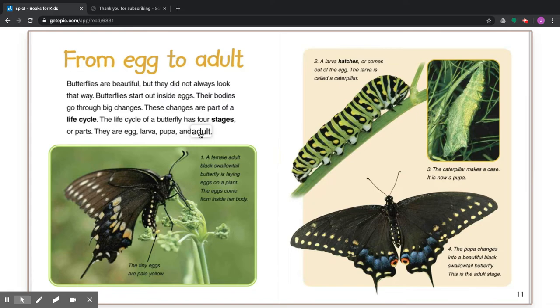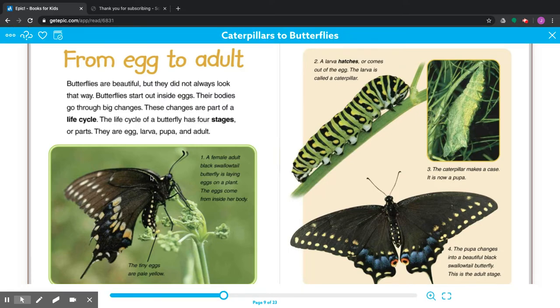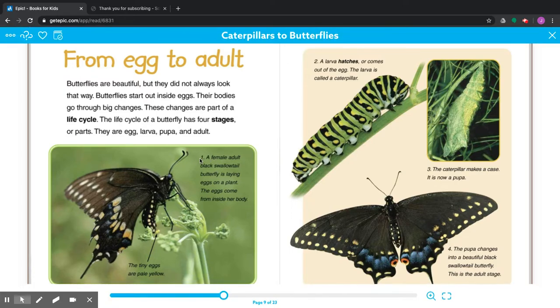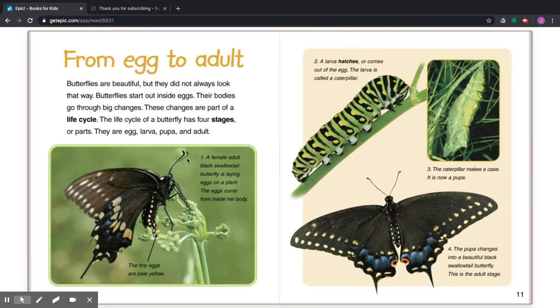Then, if we look down here, we have some photographs. So, this is a photograph of a butterfly. I wonder what kind of butterfly this is. Well, I look over here, and guess what? Here is a caption that will tell me that. So this caption says a female adult black swallowtail butterfly is laying eggs on a plant. The eggs come from inside her body.